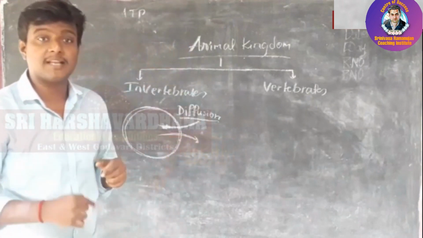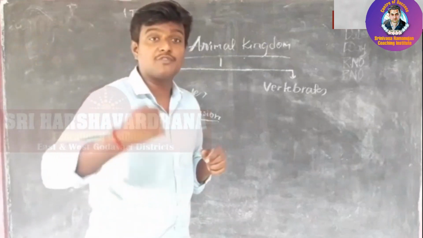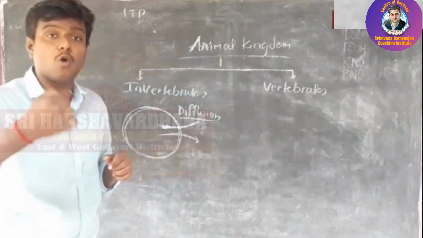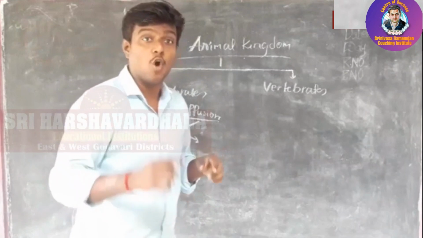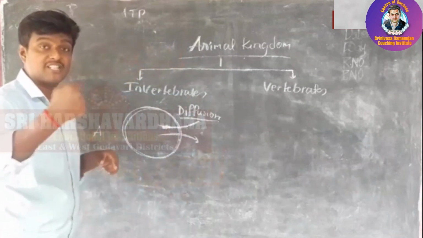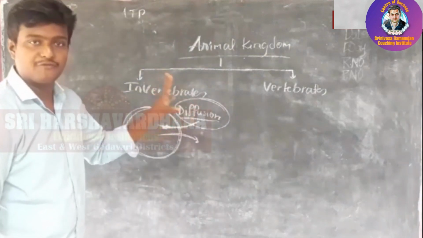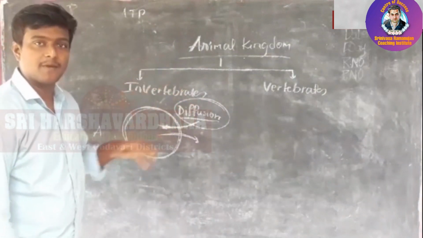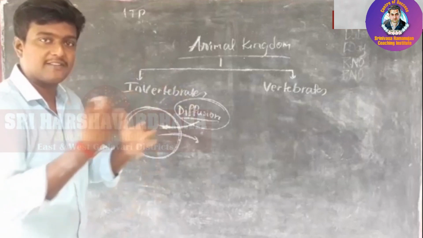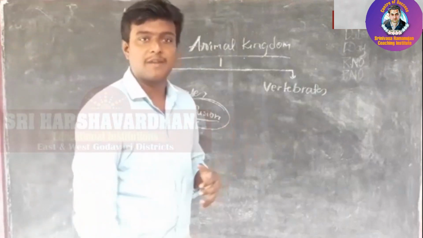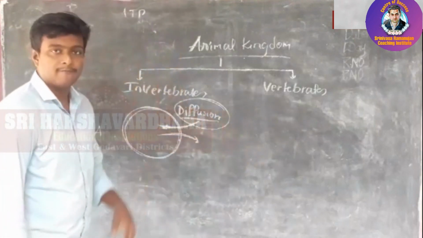In the examination they sometimes ask you, if you take the smaller, lower organisms, amoeba or paramecium, what type of respiration takes place in them? We have to answer that it is diffusion. With the help of the plasma membrane, oxygen and carbon dioxide are exchanged, and that process we call diffusion.